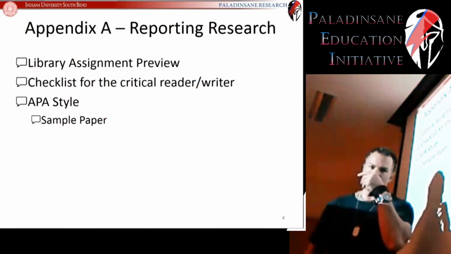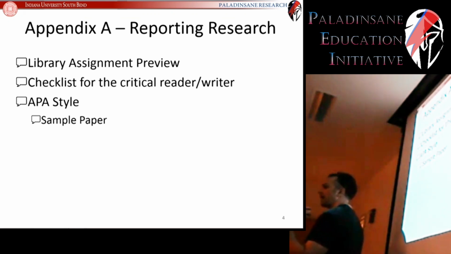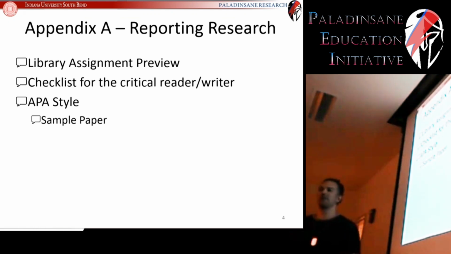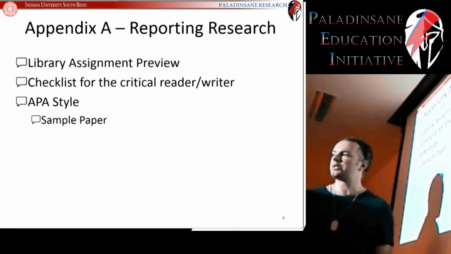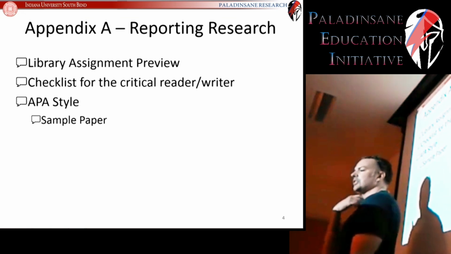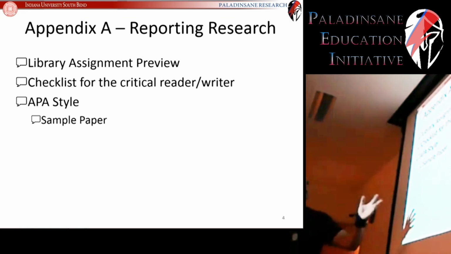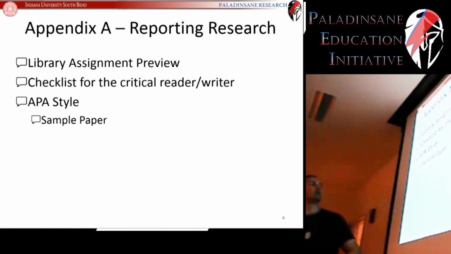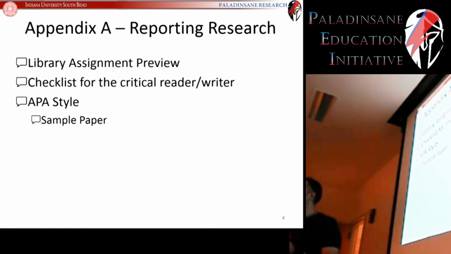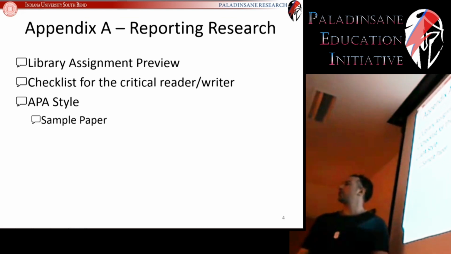So what we're going to do is start off with the library assignment preview. This is the first little piece of knowledge that you're going to need to do the library assignment. Just want to make you aware of that. Then we're going to go through the checklist for the critical reader, which is also great for the critical writer.